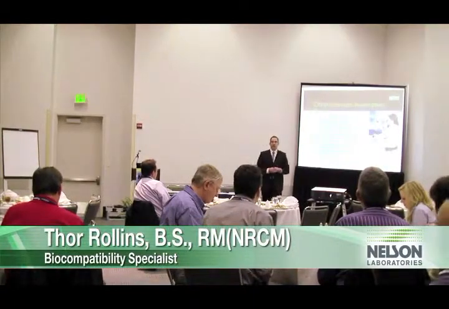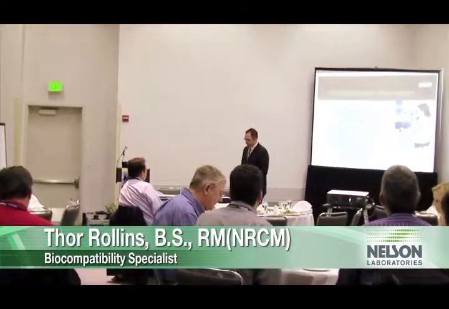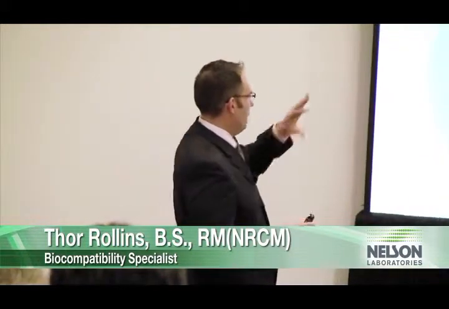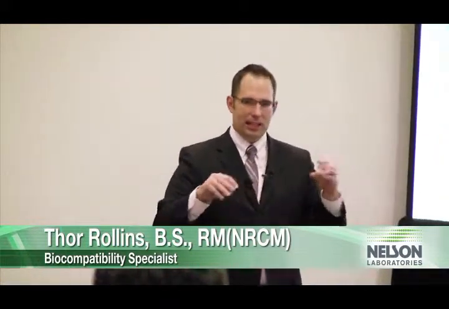Okay, the next one we're going to talk about is chromosome aberration. Chromosome aberration is done using Chinese hamster ovary cells. We grow them up in flasks, we take them, and then we put these cells on the bottom of this plate. And then we take an extract from your device, and we put it in contact with these cells. Now, we have the extract on top of the cells, and the cells are growing and dividing. And if there's any possible problem from your device, these cells are now bringing it in, right?